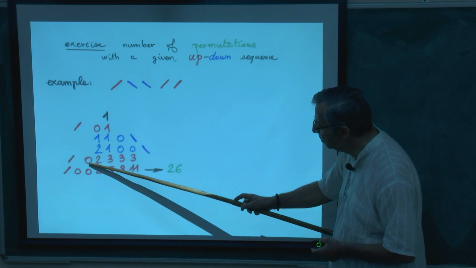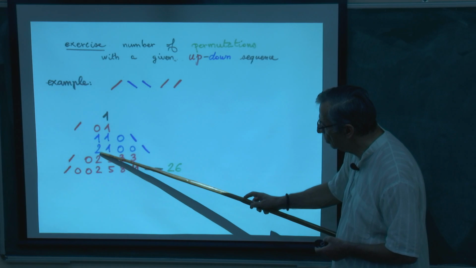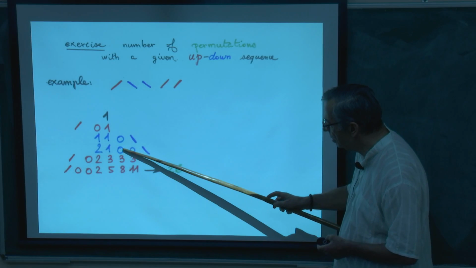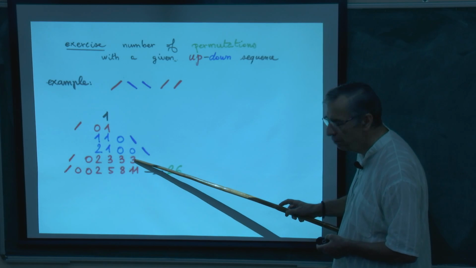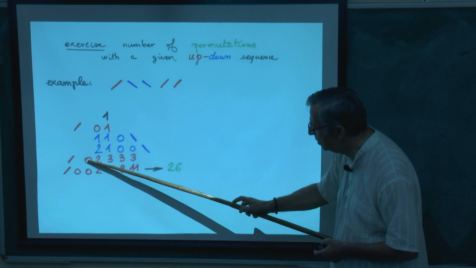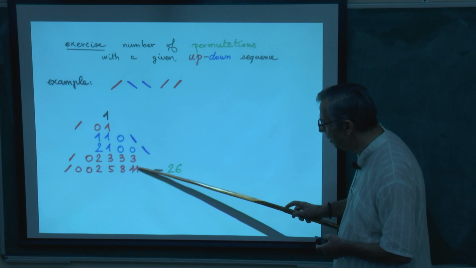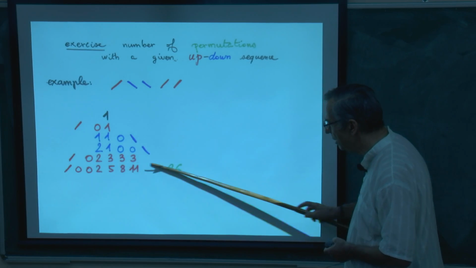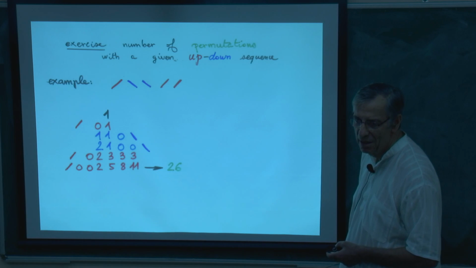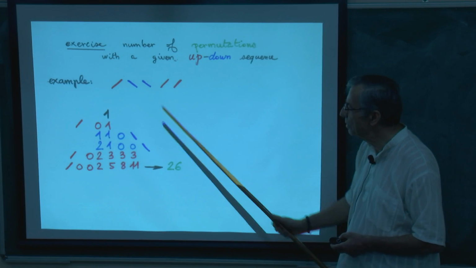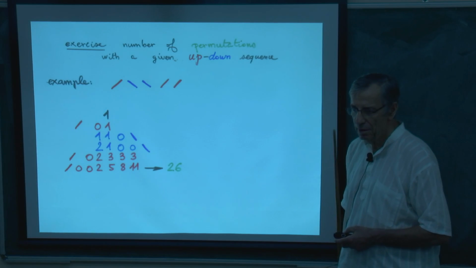Now I have a rise. So I put a 0 on the left. 0 and 2, 2. 2 and 1, 3. 3 and 0, 3. 3 and 0, 3. Again, a rise. So 0 and 0, 0. 0 and 2, 2. 2 and 3, 5. 5 and 3, 8. 8 and 3, 11. Total number here, 26. So I claim there are 26 permutations having this up-down sequence.